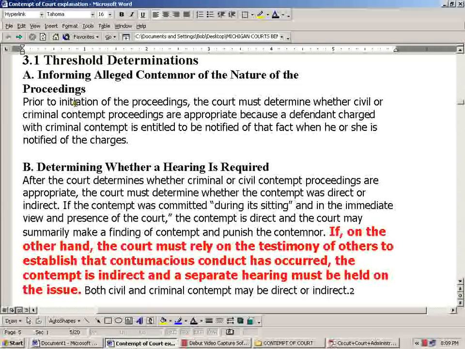Prior to the initiation of the proceedings, the court must determine whether civil or criminal contempt proceedings are appropriate, because the defendant charged with criminal contempt is entitled to be notified of the fact when he or she is notified of the charges.